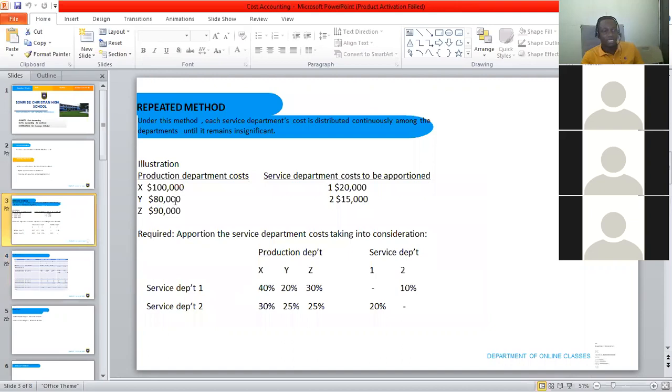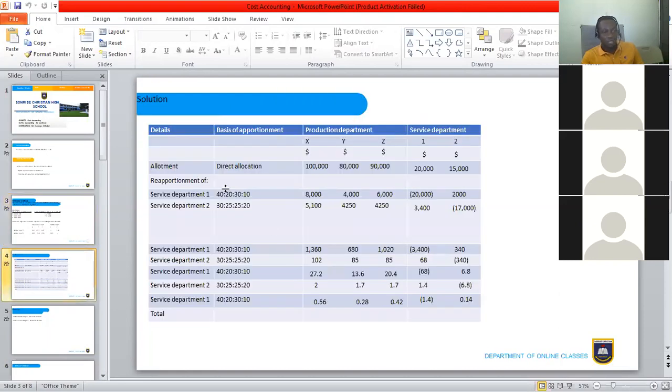But when it comes to this question, let me go back to the question. You realize that they've given you direct figures. Nobody's asking you to share the production department cost. They've given you direct figures, which is 100,000, 80,000, and 90,000. So when it comes to the solution, you are just repeating the cost that has been sent to these various departments. That's why we decide to write direct allocation.